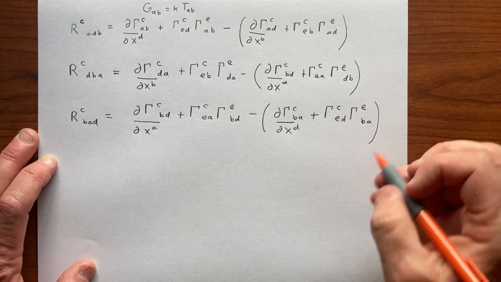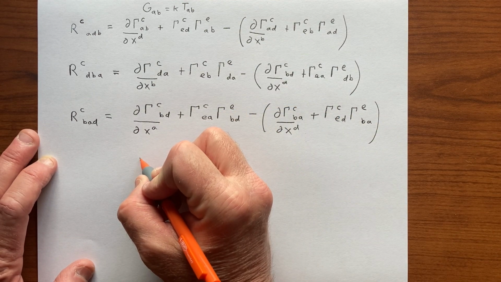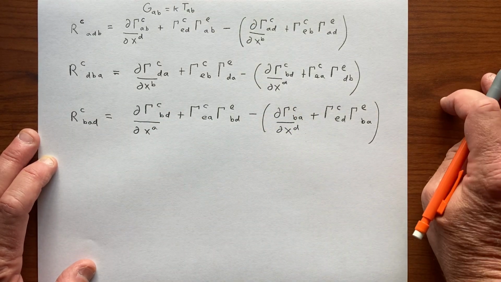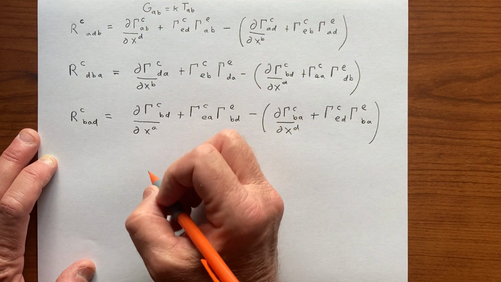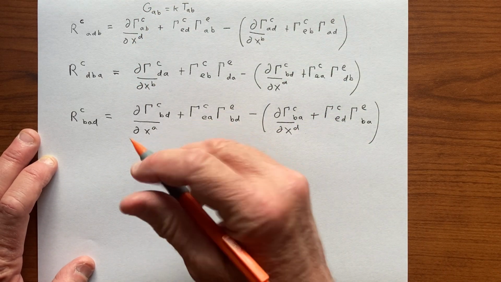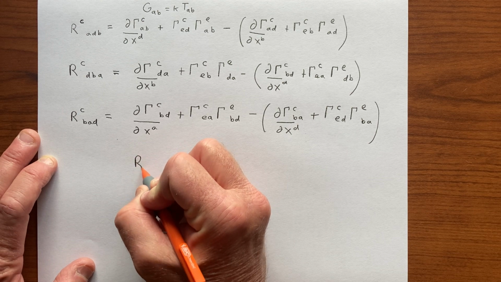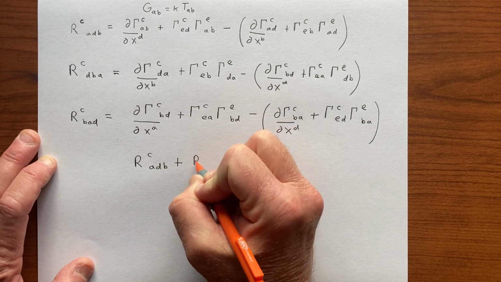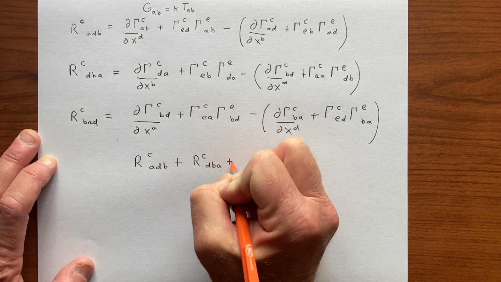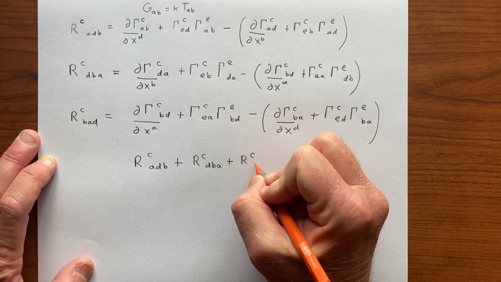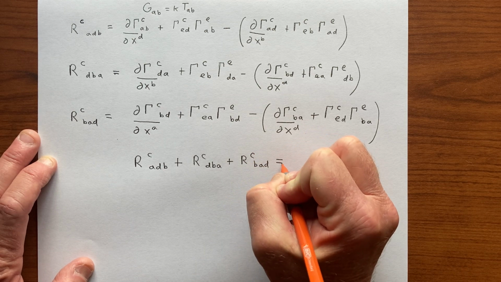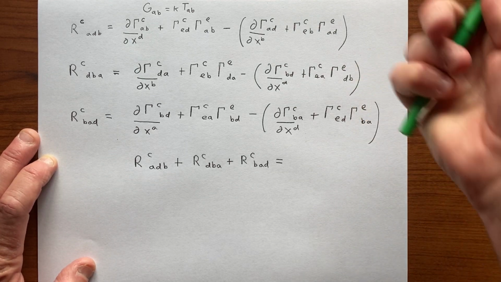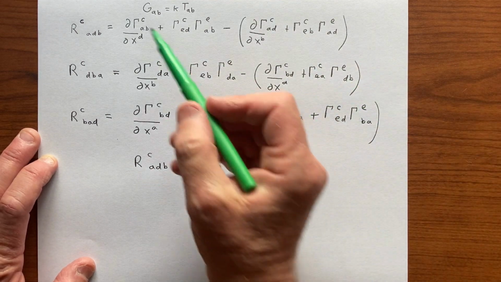So now let's consider adding. We want to consider adding terms that give us a 0, and then we'll consider covariant divergences ultimately, and that will have to be equal to 0 as well. And so we're going to see the objects that satisfy those criteria. So if we add these three, we see that R^C_ADB plus R^C_DBA plus R^C_BAD is going to equal 0. So let's see if we can see this.